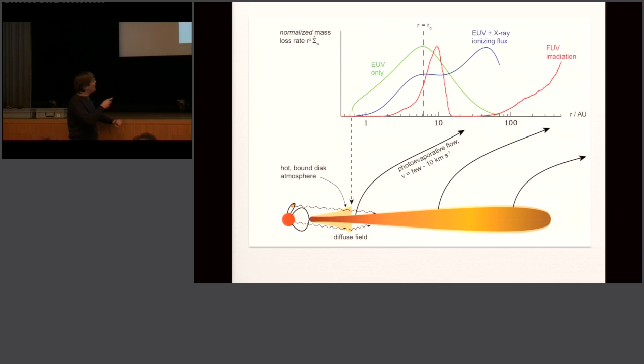Extreme ultraviolet radiation ionizes the disk, and so the sound speed in that ionized layer is this 10 kilometers per second or thereabouts number.